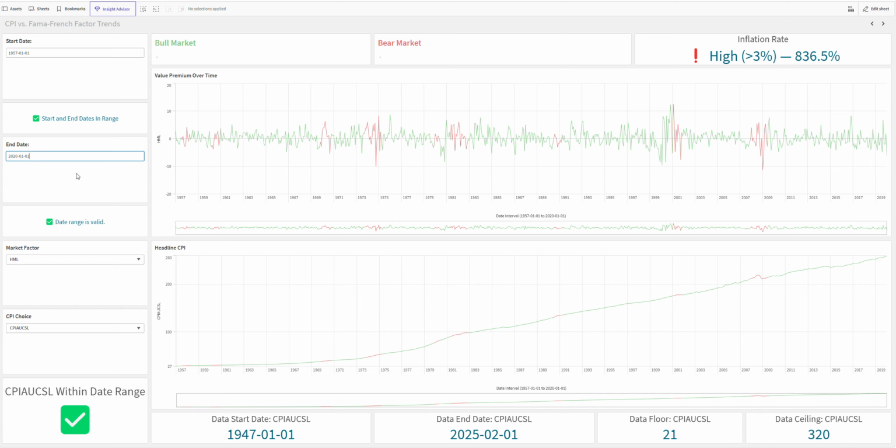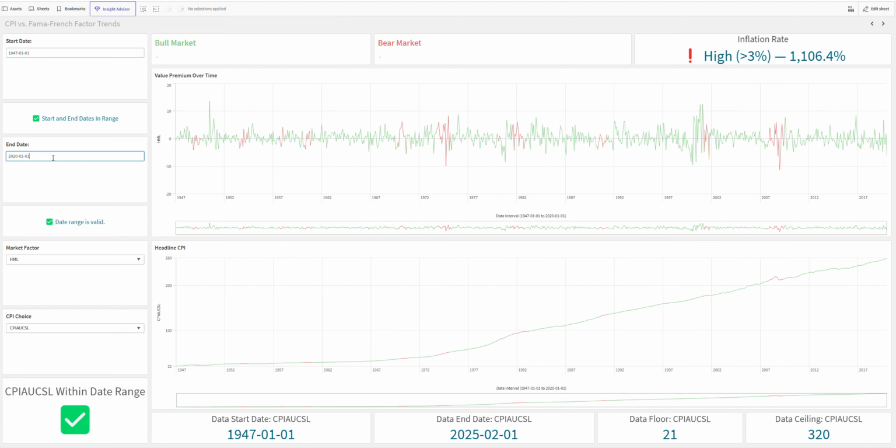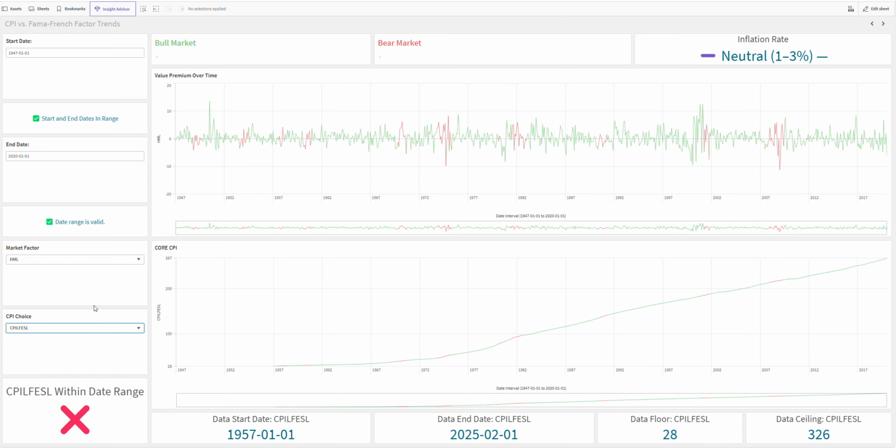But the overall goal was to say, hey, this specific variable was, oh, that's a gaffe. Let's see here, 1947-01-01. Okay, so I know I have about a minute and a half. Sorry for the gaffe. But I completely forgot. Bottom, middle, start date of the CPI AUSL was 1947, January 1st to 2025, 0201. And then I have it where the CPIL, FESL, 1957, January through 2025, February 01. So apologize for the gaffe.